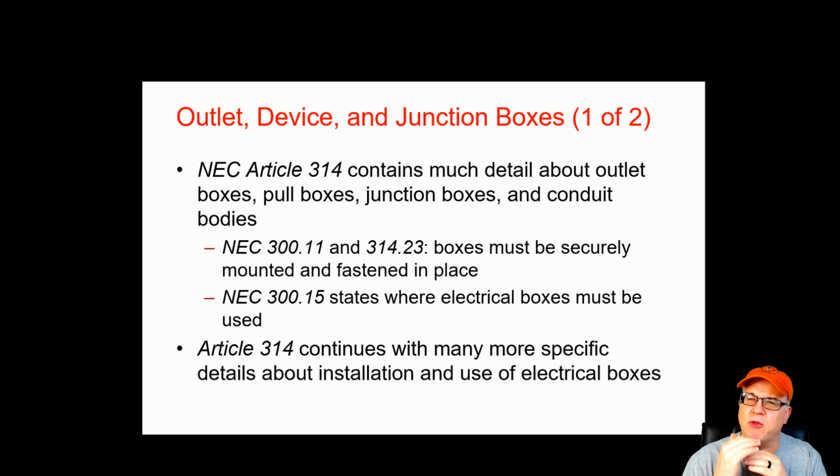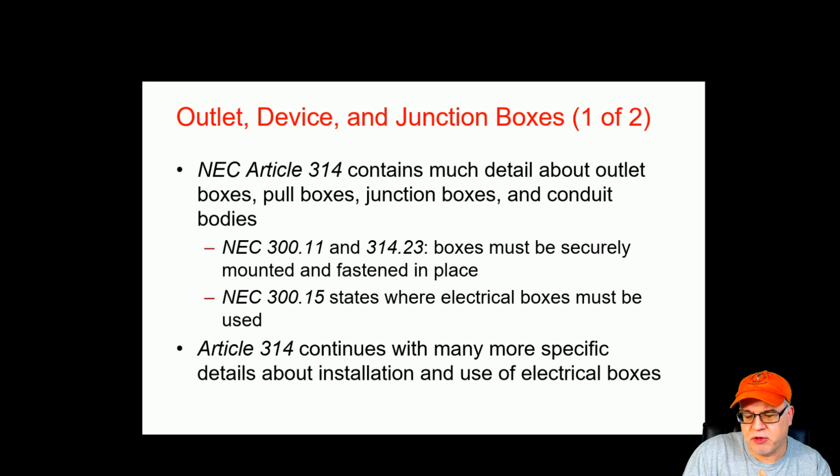We just want to give you the 30,000 foot view of what to expect in the program. 300.11 and 314.23: boxes must be securely mounted and fastened in place. NEC 300.15 states where electrical boxes must be used. And Article 314 continues with many more specific details about installations and the use of electrical boxes. So in our program, we're going to get very detailed about securing them and how to mount them, okay? We're even going to talk about applications of mounting these above suspended ceilings and how you would secure things like the cable assemblies as well.